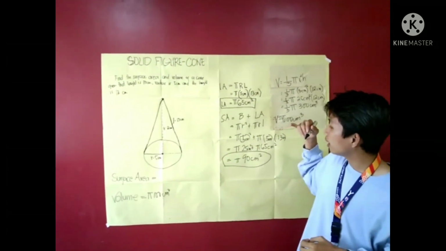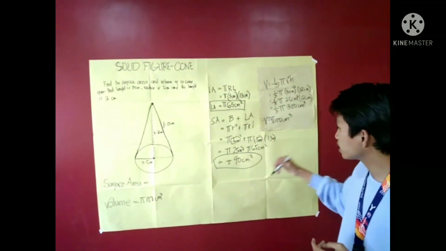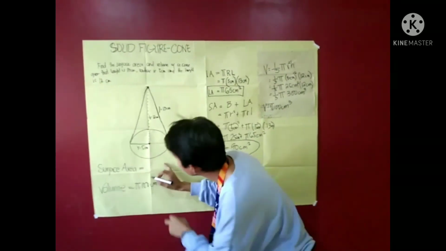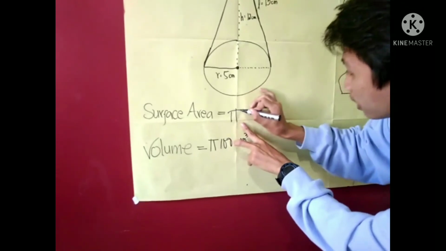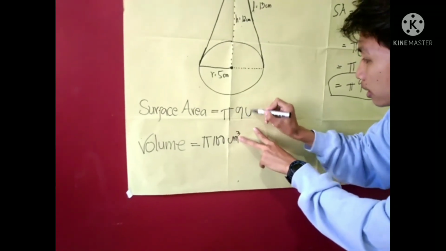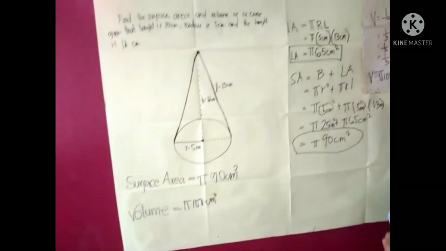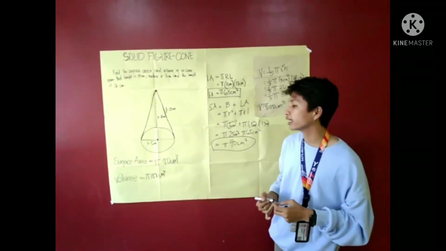This figure asks us to find the surface area. Kado and Lama got the surface area, which is pi times 90 centimeters squared. So the surface area of this solid figure is pi times 90 centimeters squared. This is how we get the surface area of this solid figure and its volume.